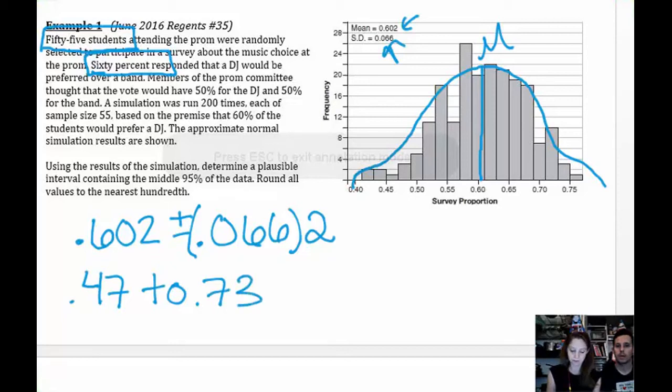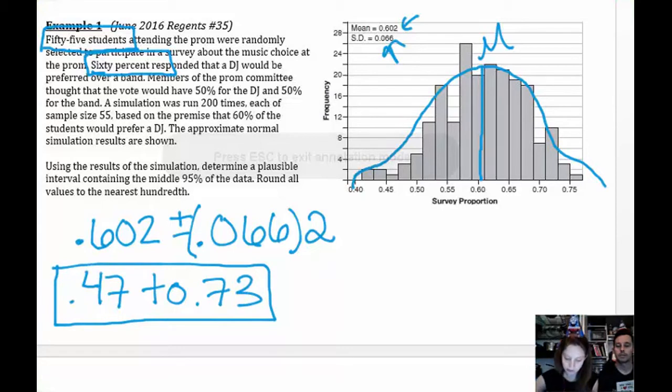Oh, why are you stopping after 2? Oh, it said round all values to the nearest hundredth. Okay. So that is 0.47 and 0.73. And so this is 95% of the data.